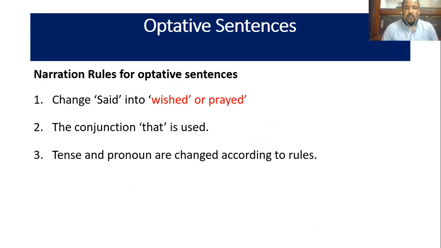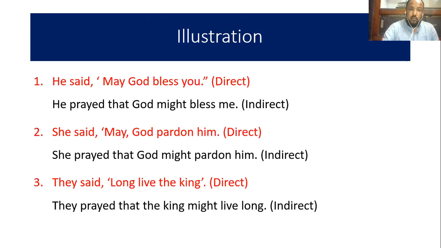Optative sentence. Change said into wished or prayed. The conjunction that is used. Tense and pronoun are changed according to rules as usual. He said, "May God bless you." It means it is a kind of prayer. He prayed that God might bless me. She said, "May God pardon him." She prayed that God might pardon him.